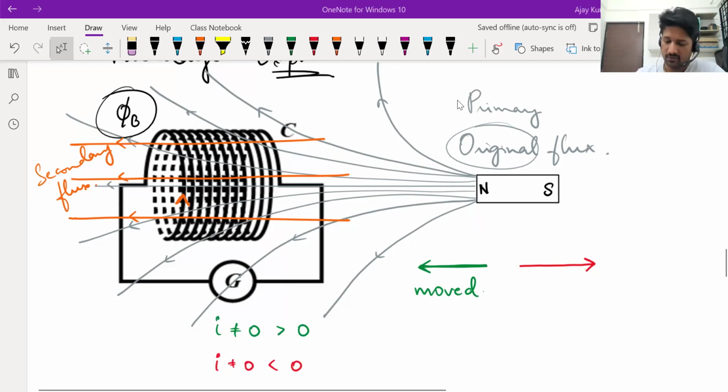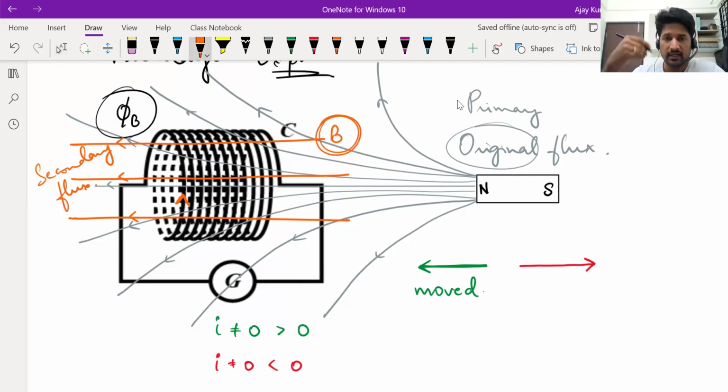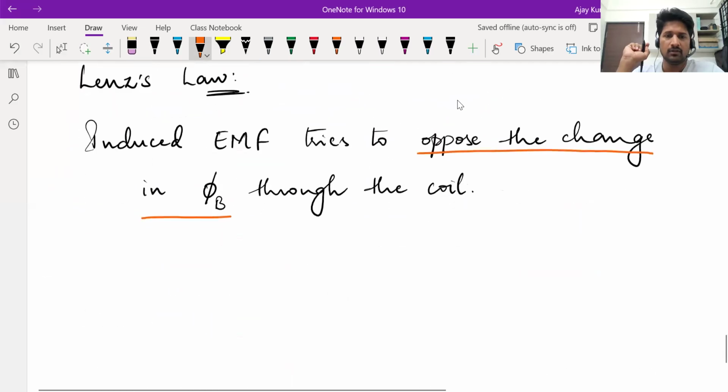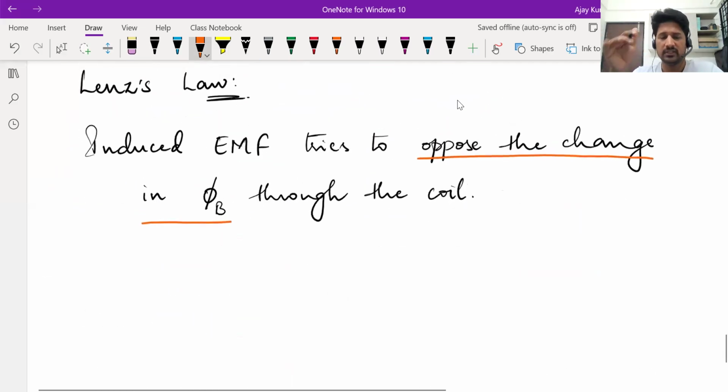So by means of this secondary field, the induced EMF can oppose the change in flux. Basically, opposing the change in flux means it produces its own magnetic field, which can oppose the change in the flux caused by the original magnetic field. So how is induced EMF opposing the change in magnetic flux? It produces its own magnetic field, and by means of that, it can oppose.